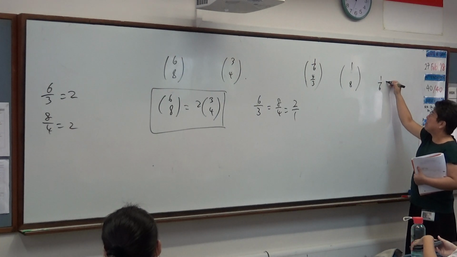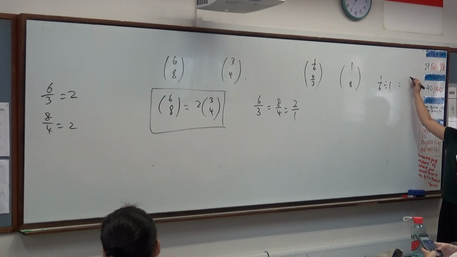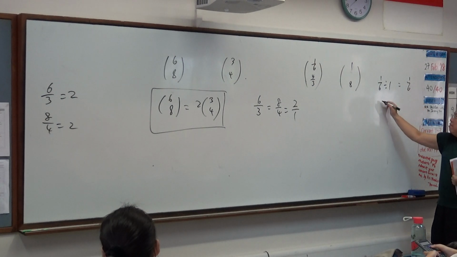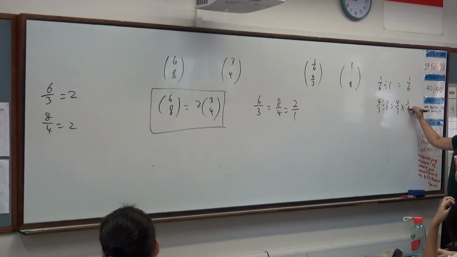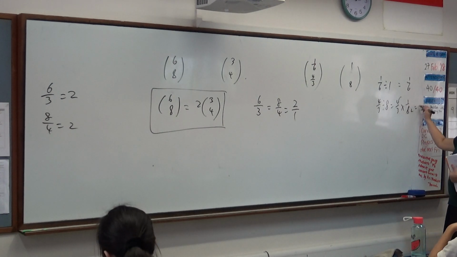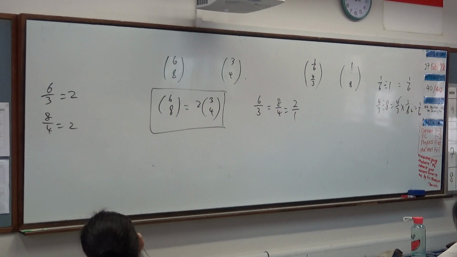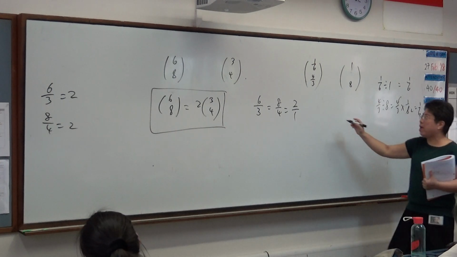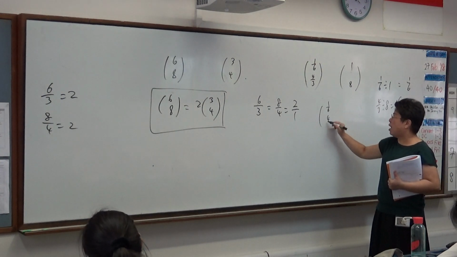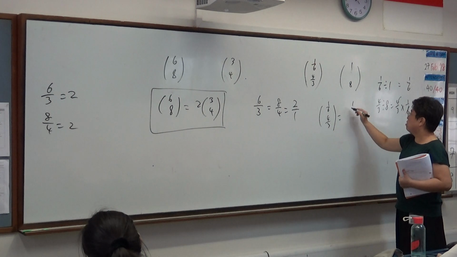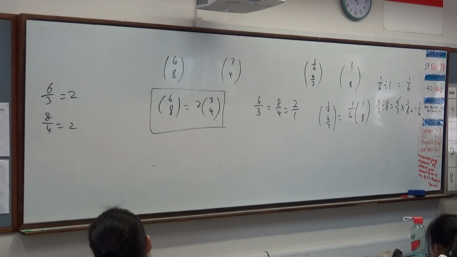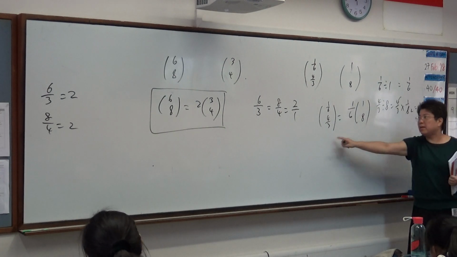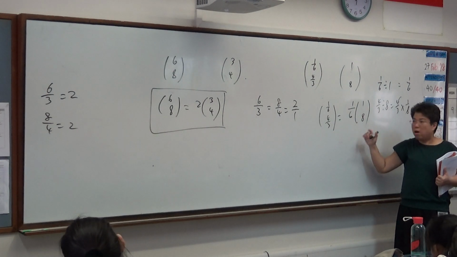1 over 6 divided by 1, right? It's still 1 over 6, correct? Then 4 over 3 divided by 8 is 4 over 3 times 1 over 8, right? So can you see this is still 1 over 6? Everybody okay? Now, it's either way. You say this one is equal to 1 over 6 times this one, right? Correct. That means this one is a scalar multiple of this.